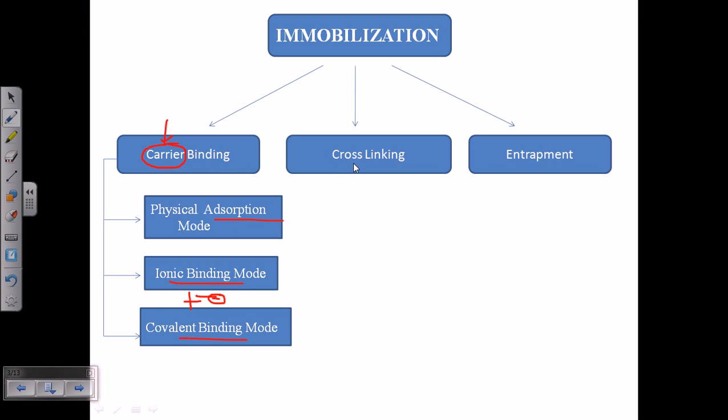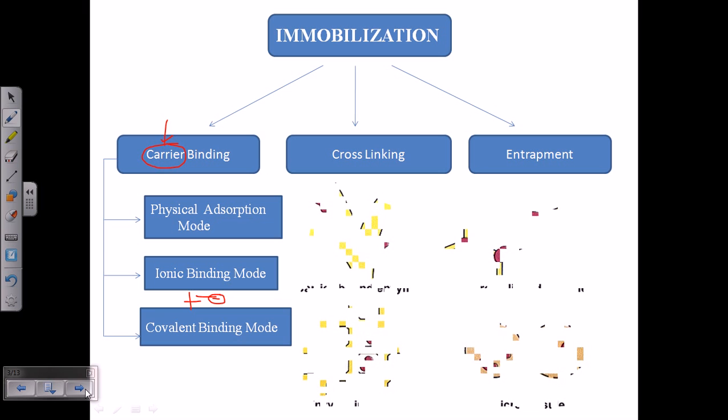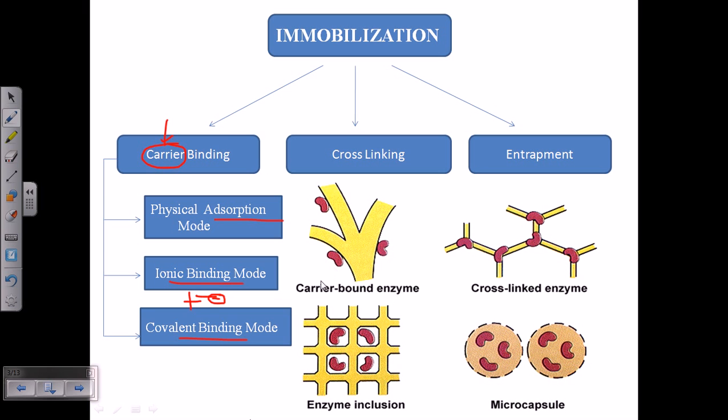Now the second type is cross-linking. Let us look at the image. This is the normal carrier binding. This yellow thing is the carrier onto which we have the physical adsorption of enzymes, and these red things are enzymes in this case.